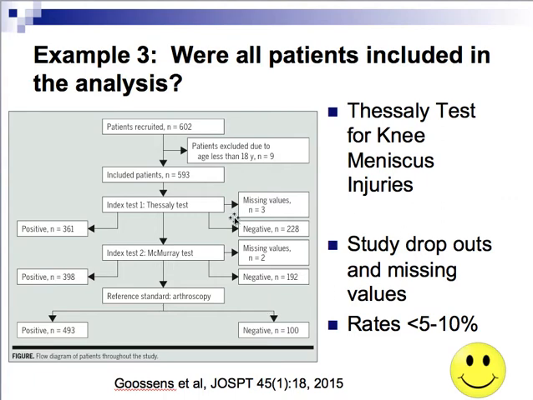And so overall, when we are trying to evaluate the amount of dropouts and missing values, if the dropout rates are less than 5 to 10% and the sample's fairly large, then the assumption is that they were really not biasing the results very much and we can trust the findings. If they're higher than that, then it becomes an issue of how we take that into account.